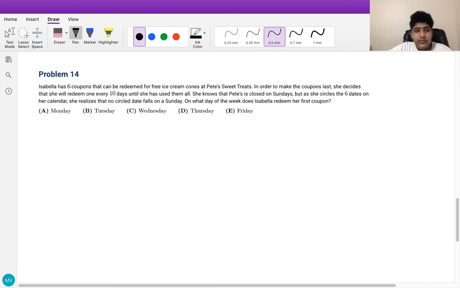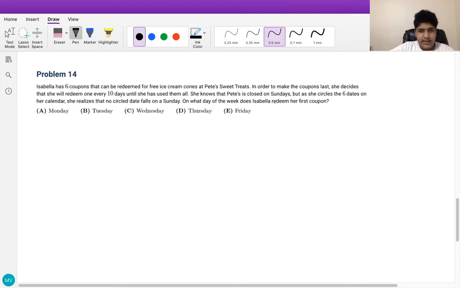So, we know that she redeems one every 10 days, and she never lands on Sunday. However, that means that if she goes 7 days, then she'd land on a Sunday. So, that means that we can use mods to find out our answer. A mod is just a remainder when you divide by a number.